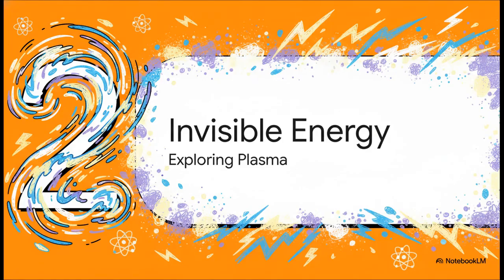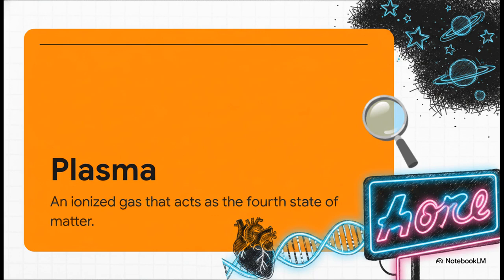Section 2. The invisible energy. Exploring plasma. So, what is plasma? Well, it's essentially a gas supercharged with so much energy that its atoms actually lose their electrons, becoming a highly energized, ionized gas. It's known as the fourth state of matter. Now, usually when we think of plasma, our minds go straight to stars in the night sky, or maybe a glowing neon sign. It feels incredibly distant from human biology.